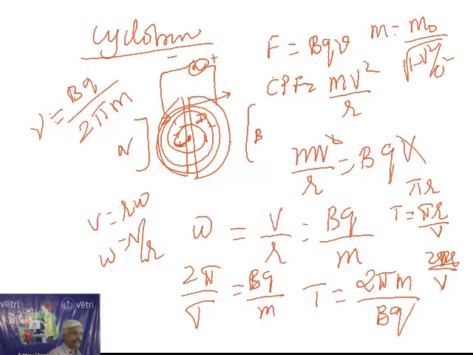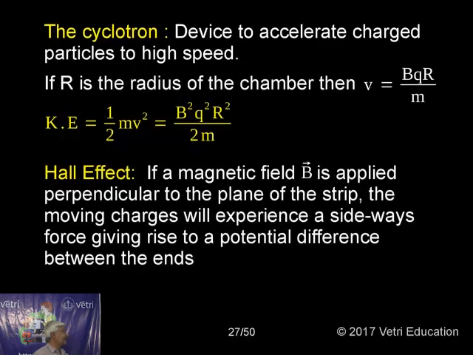The principle of working is a charged particle moving in a magnetic field, with a very similar derivation. It is a device to accelerate charged particles to high speed. If R is the radius of the chamber, then v is equal to BQR by m. Kinetic energy, we know, is half m v squared. Therefore, half m B squared q squared r squared by m squared. This is the energy of the cyclotron. So these are the things we have to understand.